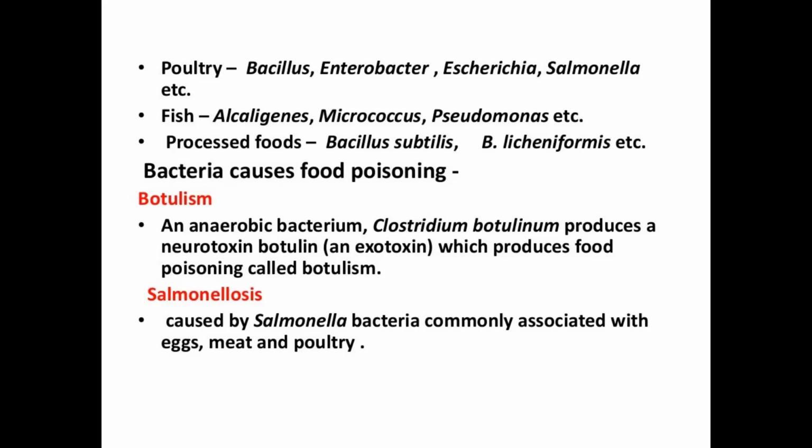bacteria. So the best example for food poisoning or food intoxication, another synonym for food poisoning is food intoxication, means toxin is produced here. So the best example is botulism. This botulism is caused by a bacteria, Clostridium botulinum. It produces a neurotoxin, that is an exotoxin. Neurotoxin means it is a toxin which affects our nervous system, which acts on our nervous system.